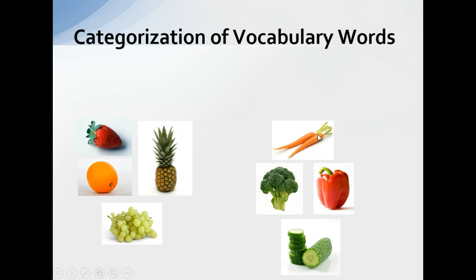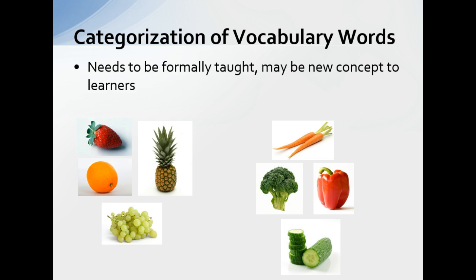Something else you can do is have students categorize vocabulary words. What I'm about to show you is sometimes called a card sort. First of all, let me talk about this before I get into that. Categorizing vocabulary words needs to be formally taught, and this may be a new concept to learners. Just on this page, I have fruits and vegetables categorized together.